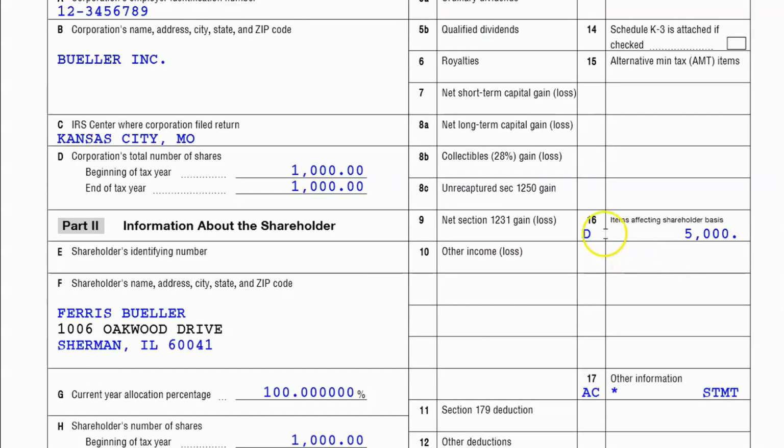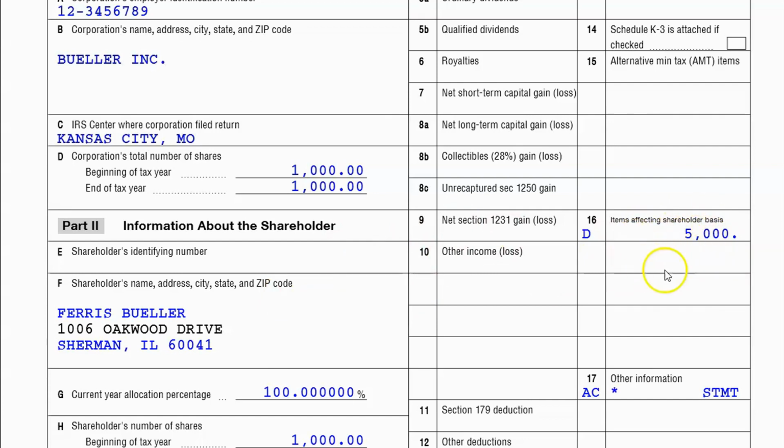And then also this box 16 here. So we talked about distributions, right? So box 16 is telling the IRS, all right, this corporation, in fact, Ferris took $5,000 of distributions. Okay. So when they look at his personal return, they're going to expect to see a W-2. If not, that could flag an IRS audit.